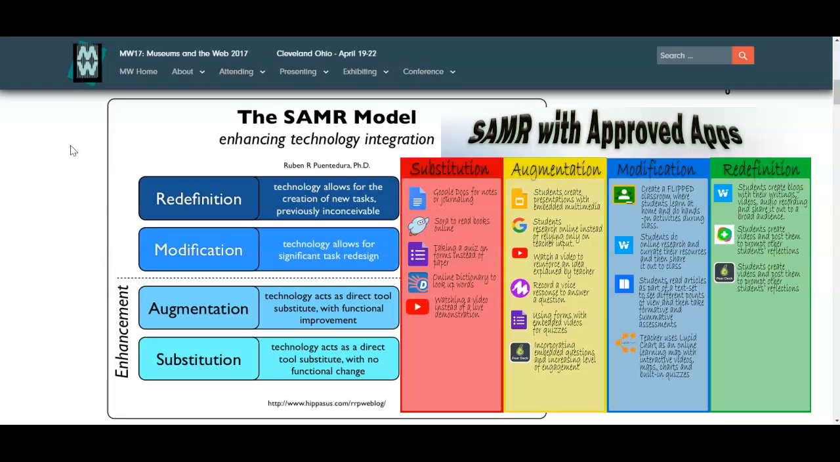Examples of SAMR using Google Docs might be, for substitution, simply typing into the document. For augmentation, using something like the spell check or thesaurus. For modification, it would be to have peers making comments and revisions. And redefinition might be to publish it as a blog or an audio podcast on GarageBand.